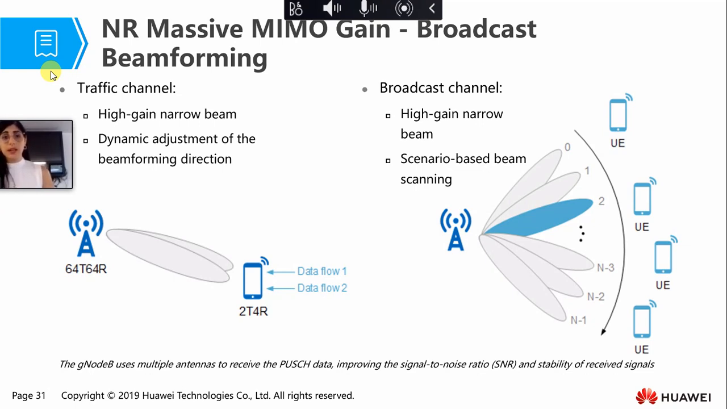And also we can improve the reliability and the coverage, because we are able to perform beamforming in two directions, in vertical direction and in horizontal direction. And this allows us to also improve the coverage.